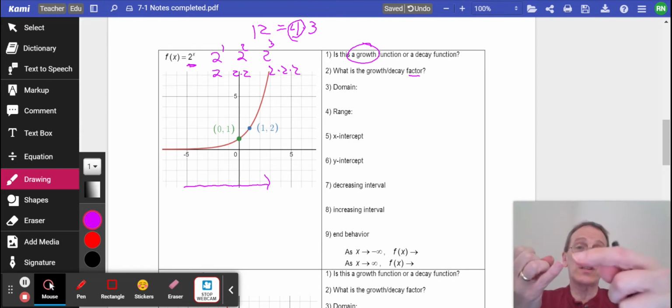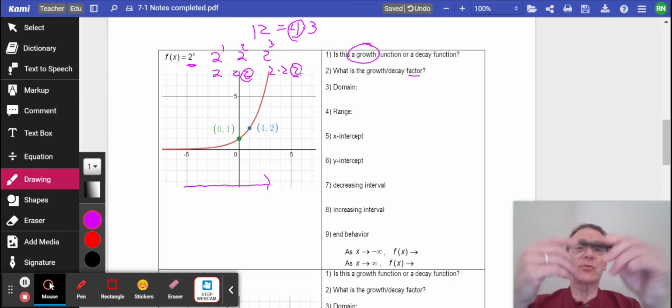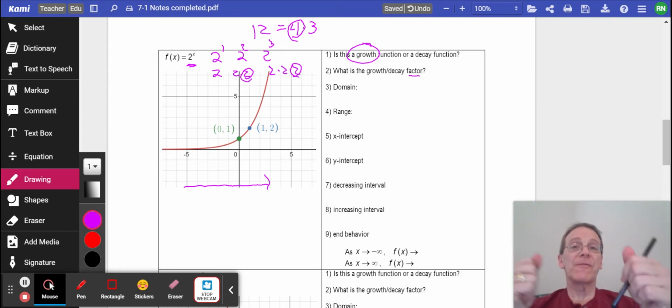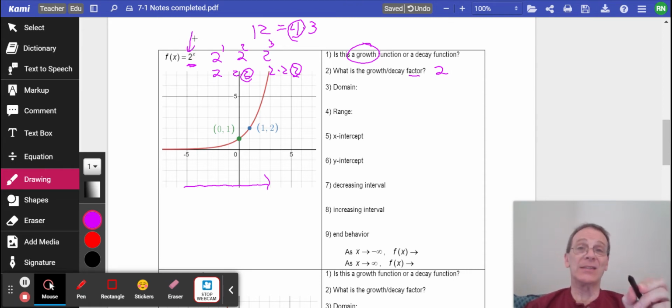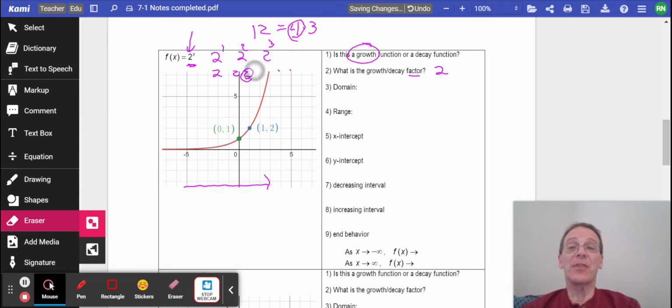Every time we increase x by 1, we are in effect multiplying the function value by another 2. Another 2 each time gets multiplied into the value of the function. So 2 is the growth factor. The answer to this question is really simple. It's whatever the b value is. That's it. And this is true whether this is a growth function or a decay function. That b value is the growth factor or the decay factor.